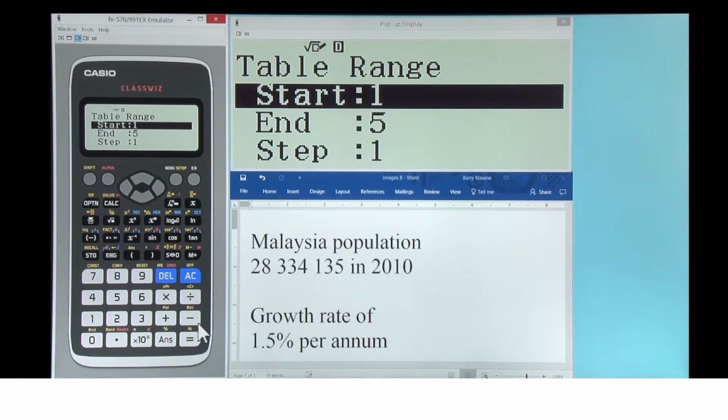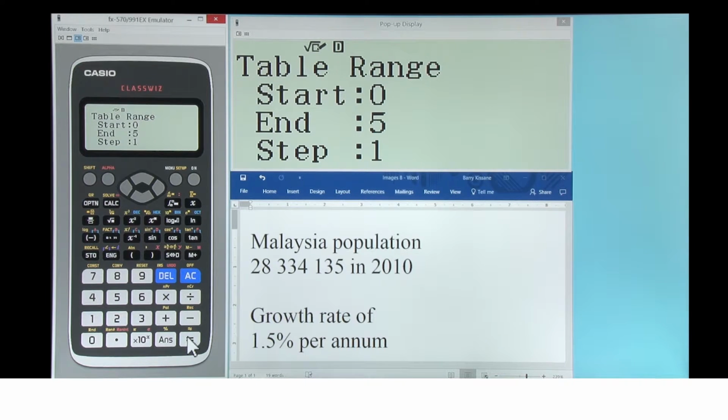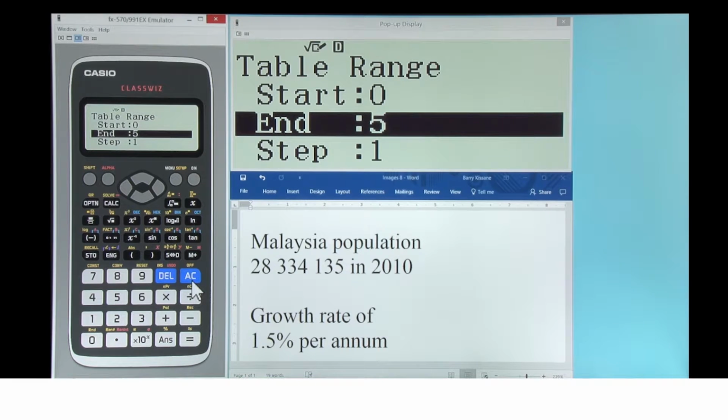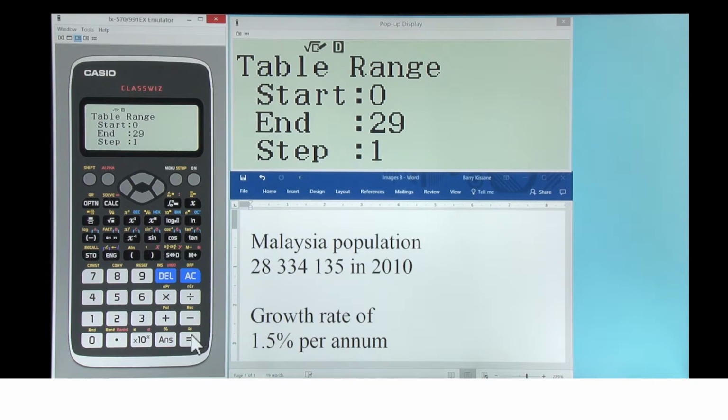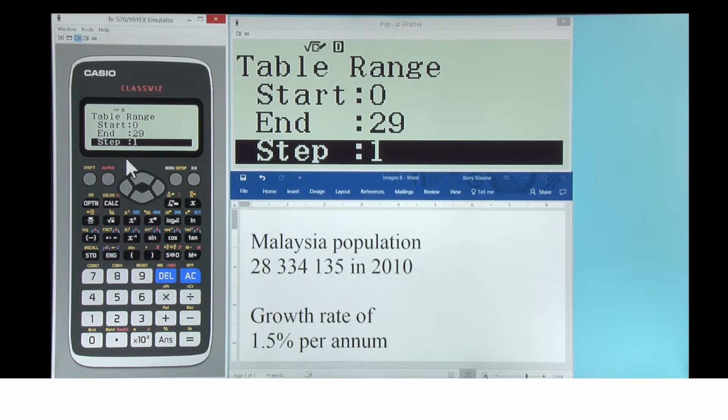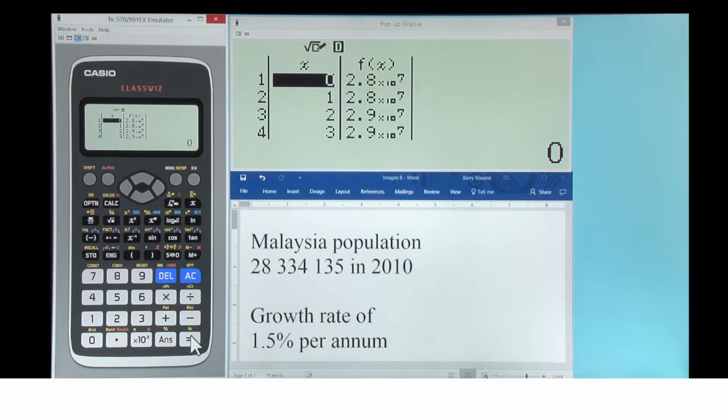So let's predict. We'll start with 0. That's a good idea to make sure that it predicts the value in 2010. And let's say we can have some other values. We can have up to 30 values altogether. So let's just go to 29 values, because the 0 is one value, in steps of 1. Each step now will represent a year. So tap equals again, and here is the result.